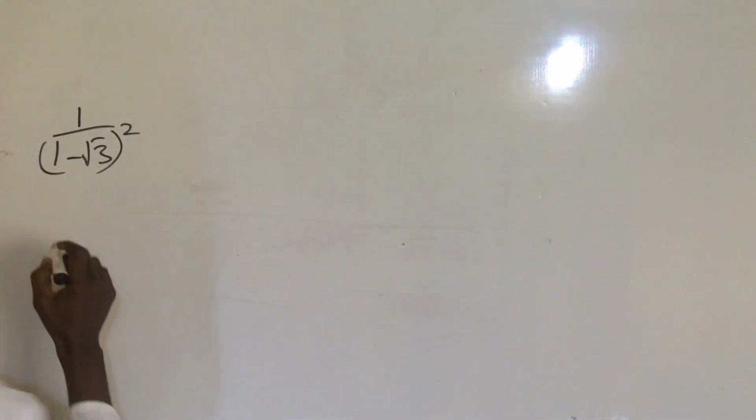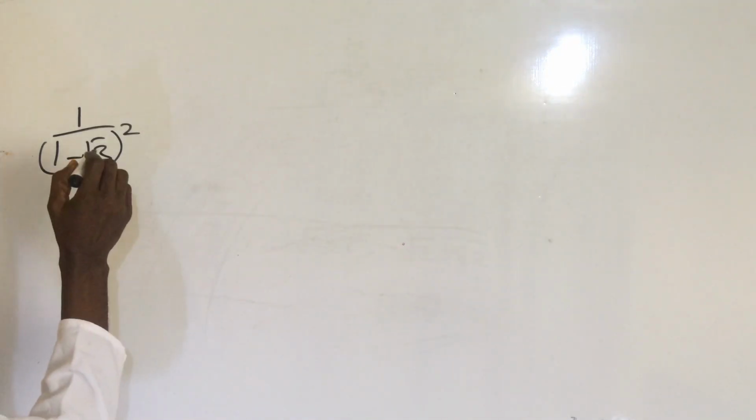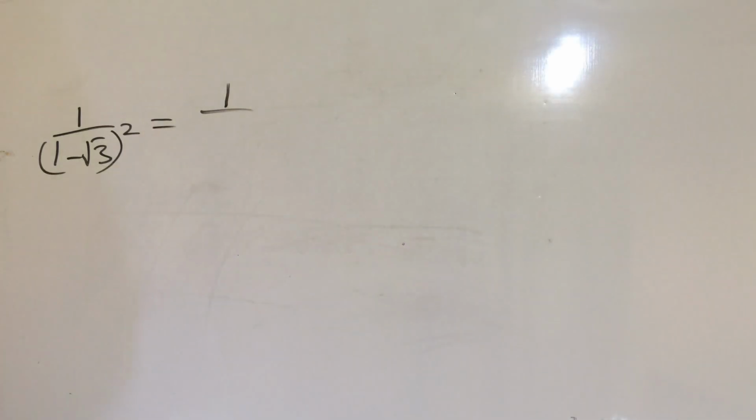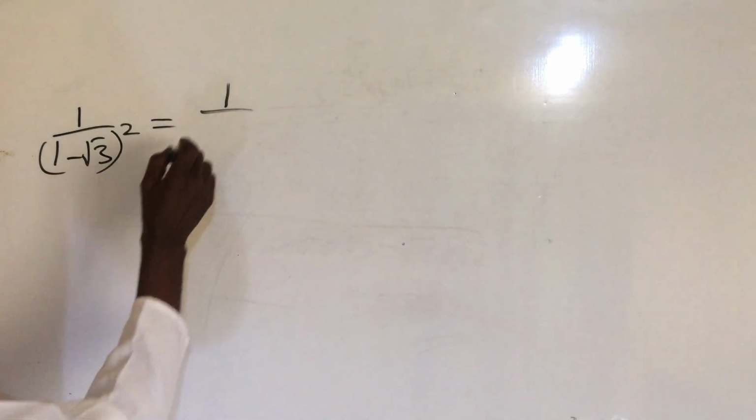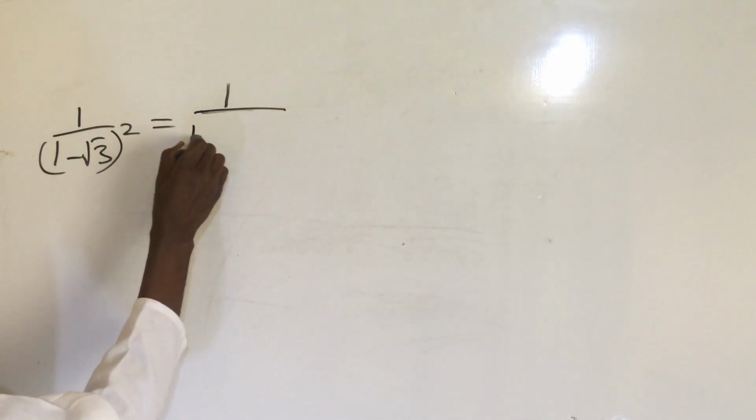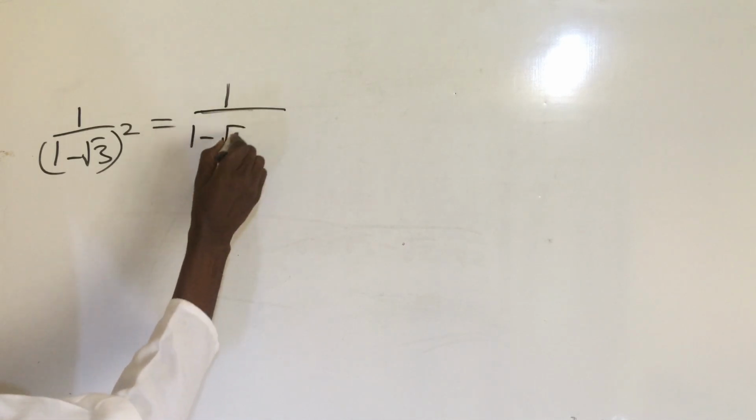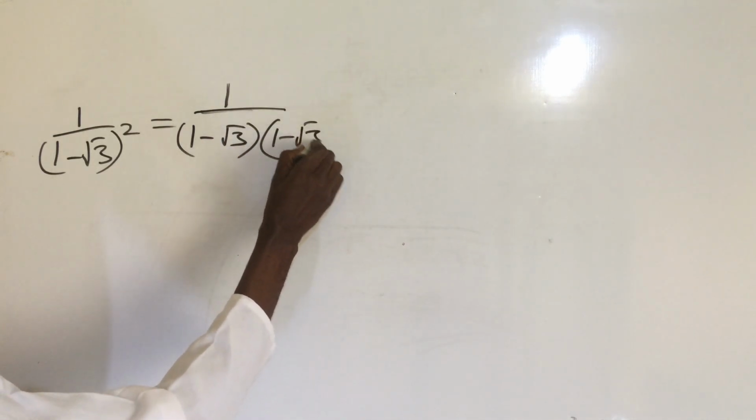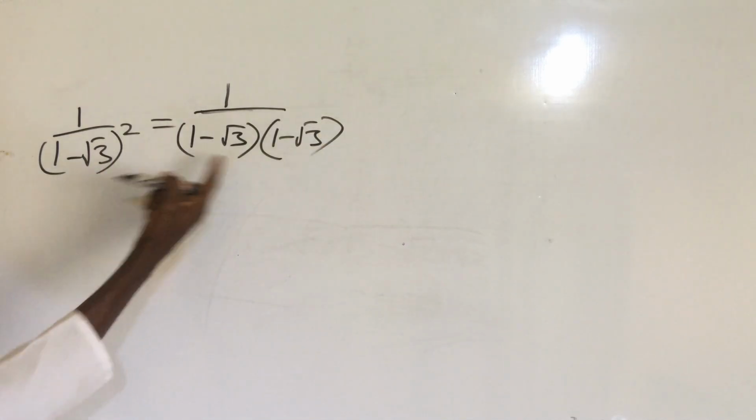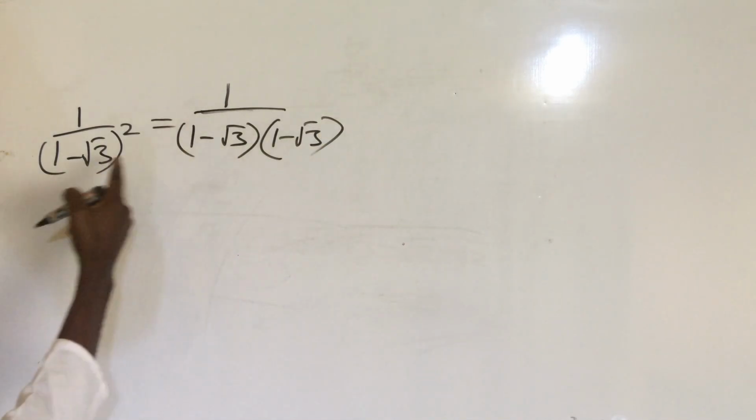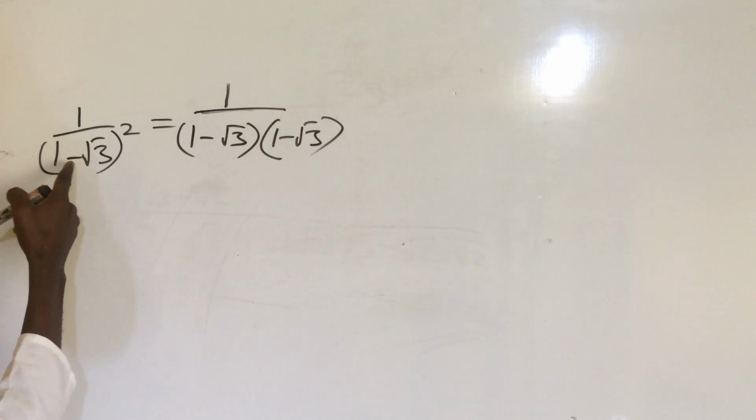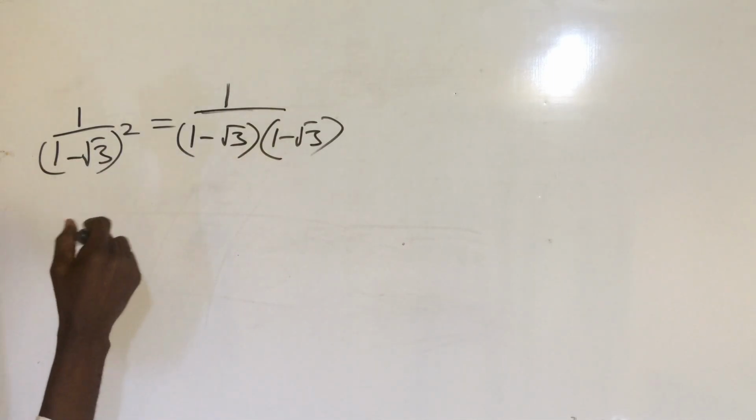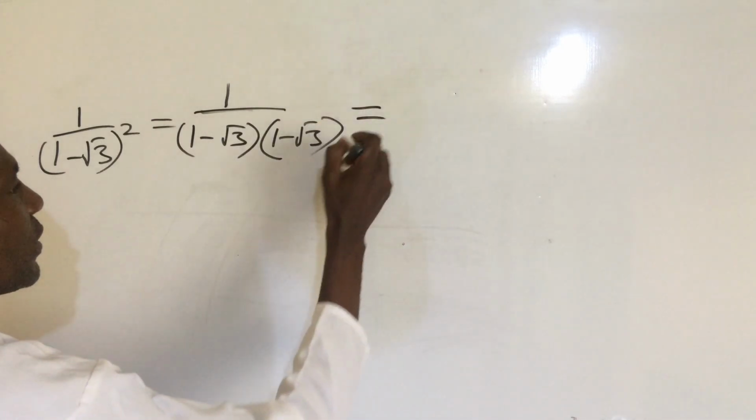Now, how do we do it? We do it this way: 1 all over... okay, we separate it, because (1 minus square root 3) squared is the same thing as this multiplied by this, okay? Now, we solve it.